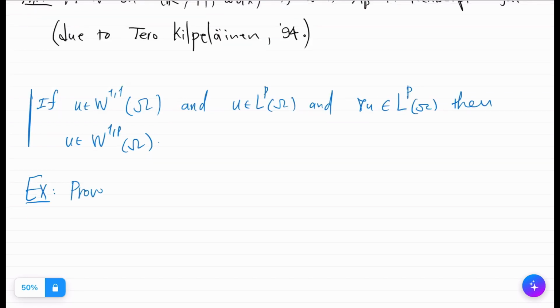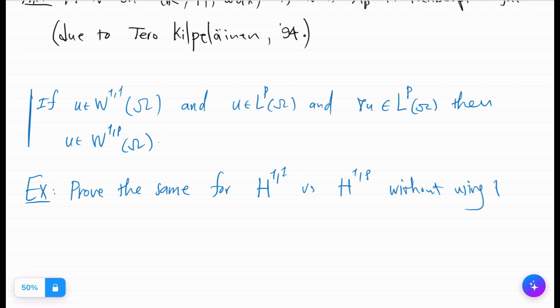Prove the same for H1P class, H11 versus H1P, without using H equal W.